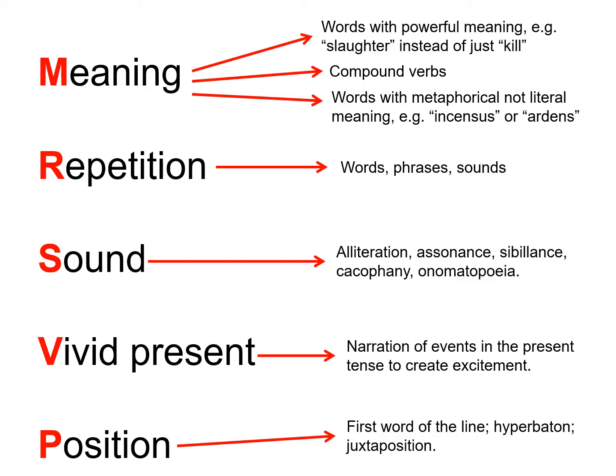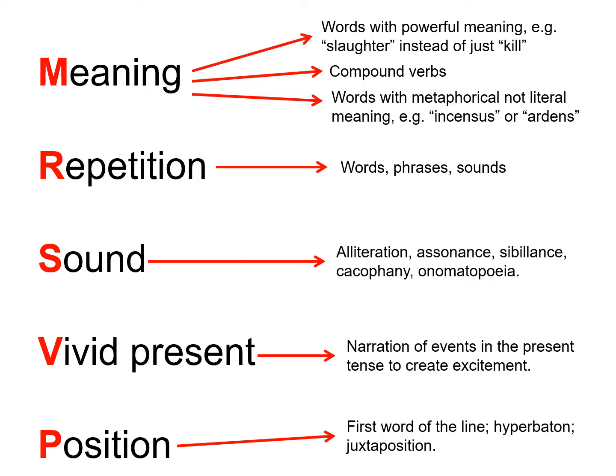Repetition is pretty easy to spot. You can talk about the repetition of words, phrases or sounds. And of those sounds, you would be picking out potentially alliteration, assonance, sibilance, cacophony and onomatopoeia. You don't need all these technical terms literally, but it can help because it can make things quicker to talk about. But even if you only pick out alliteration and onomatopoeia because they're familiar to you, that's fine.